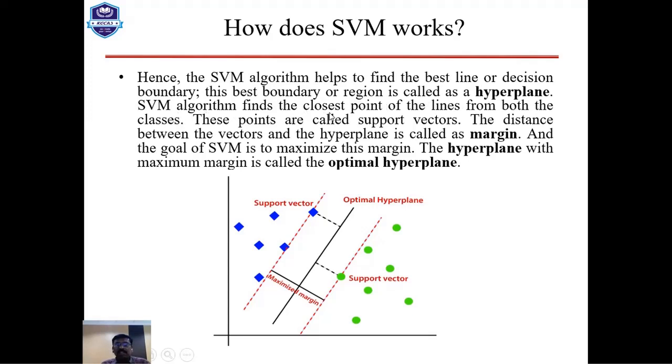The SVM algorithm finds the closest point of the line from both the classes. These points are called support vectors. The distance between the vectors and the hyperplane is called margin. And the goal of SVM is to maximize this margin. The hyperplane with the maximum margin is called the optimal hyperplane.